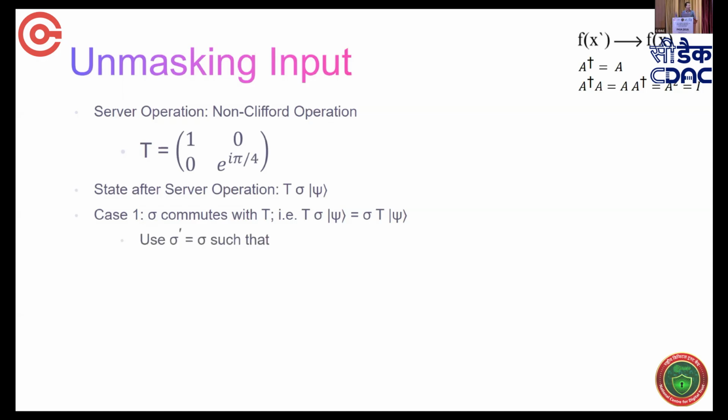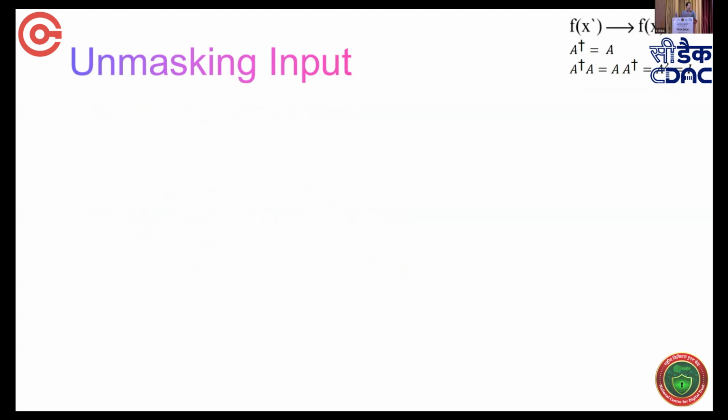In that case, for unmasking, I will only use sigma. So sigma dash equal to sigma. I will apply this after the server operation. I will commute it, so T sigma will become sigma T. Now there are two sigma, which becomes sigma square, and sigma square is identity, so gone. So I'm only left with T, ket psi. So this time I achieved what I wanted, only the operation multiplied by my input.